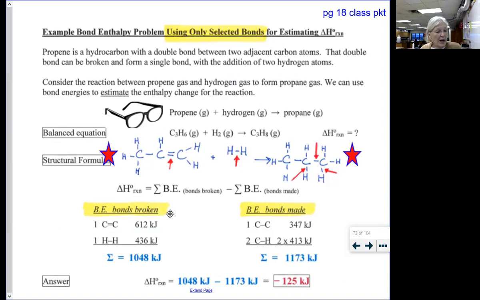So here I am specifying only looking at those couple of bonds that I'm breaking: the carbon double bond and the H to H bond. Those are my bonds broken. The bonds that I'm making are 1 carbon to carbon bond and 2 carbon to hydrogen bonds. I take those 2 numbers, take the bonds broken minus bonds made, and I get my enthalpy of the reaction as written.